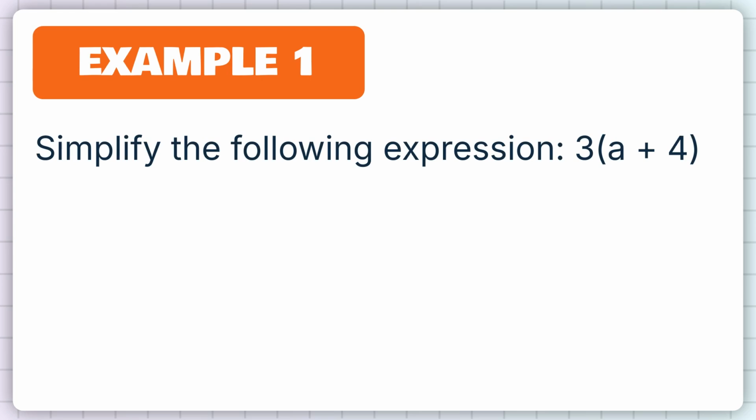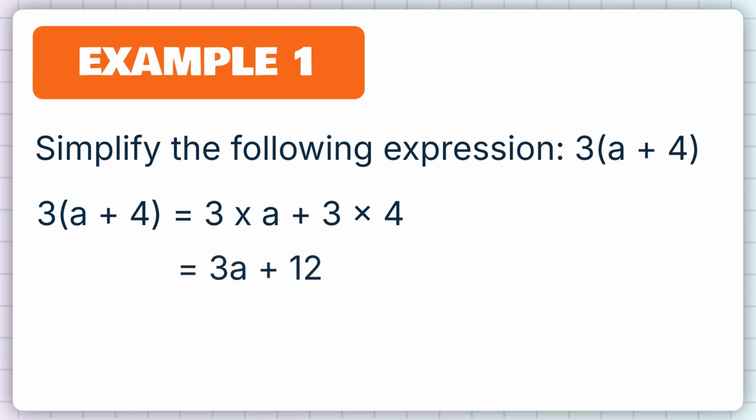Alright, let's dive into some practical examples of using expressions to solve problems and multiplying out brackets. We will start by simplifying expressions by multiplying out brackets. Simplify the expression 3(a + 4). To do this, you'll multiply each term inside the bracket by 3. 3(a + 4) equals 3 times a plus 3 times 4. This equals 3a + 12. So the simplified expression is 3a + 12.